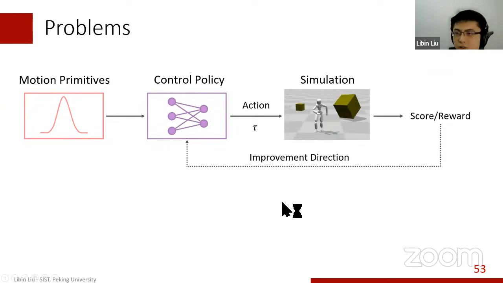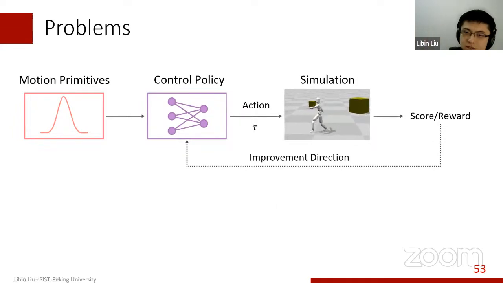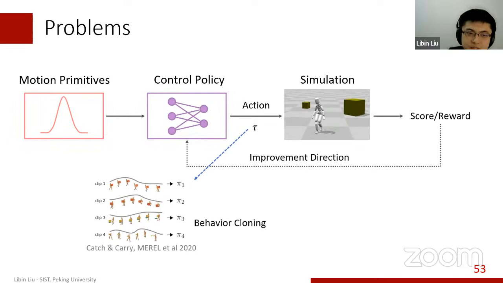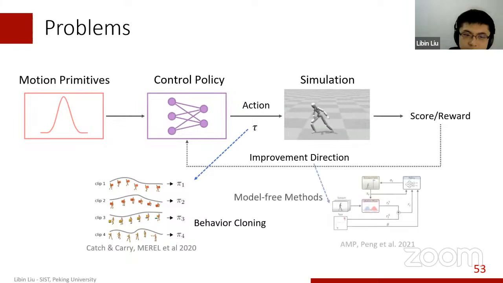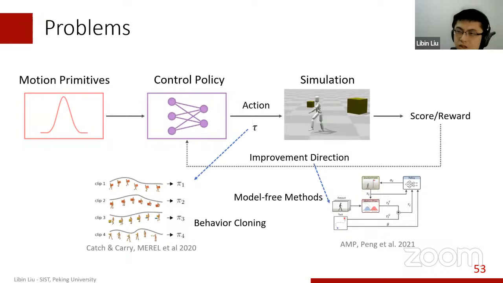So the previous work already used some techniques to sidestep this problem. For example, we can use a number of motions. We can use behavior cloning, which completely gets rid of simulation, or we can use model-free learning, basically the typical IL settings. It's a model-free method.